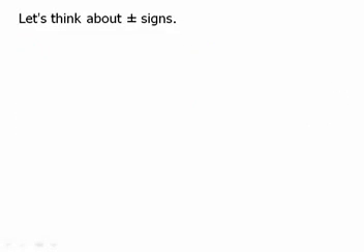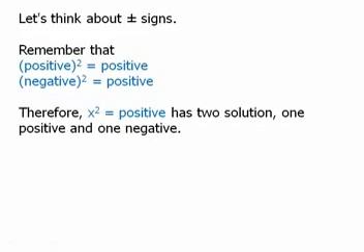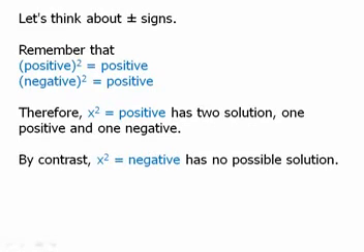We also have to think about positive and negative, because positive and negative numbers get kind of tricky here. Remember that, first of all, with squaring, a positive squared is positive and a negative squared is also positive. Okay? So this is true for squaring. Therefore, if we have x squared equals a positive, that has two solutions, one positive and one negative. For example, x squared equals 9 could be plus 3 or minus 3. By contrast, x squared equals a negative has no possible solution. X squared equals negative 9: there's no real number that satisfies that equation.